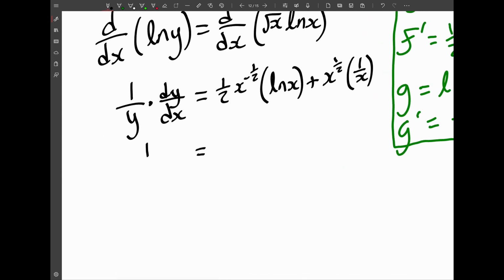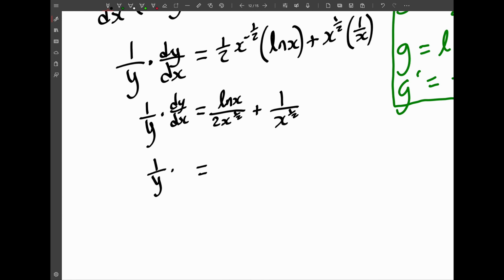All right, now I have 1 over y times dy dx is equal to, so I can simplify this a little bit. I'm going to rewrite this one as ln x all over 2x to the 1/2 plus, sorry, my cat keeps stepping on my notes, plus, and then I have, remember, 1 over x is the same as x to the negative 1, so if I put those two together, what I'm going to get is 1 over x to the 1/2. So basically it's 1/2 minus 1, which is negative 1/2, which moves to my denominator.